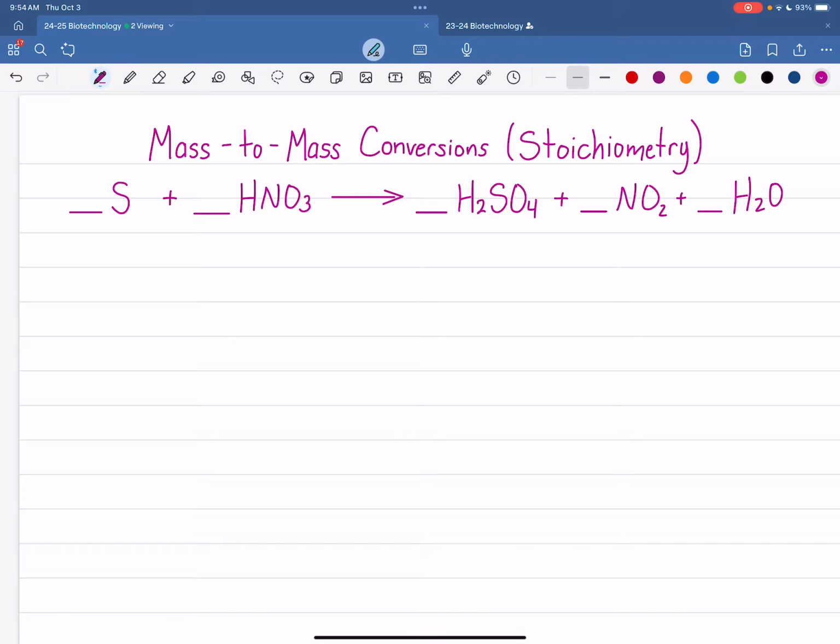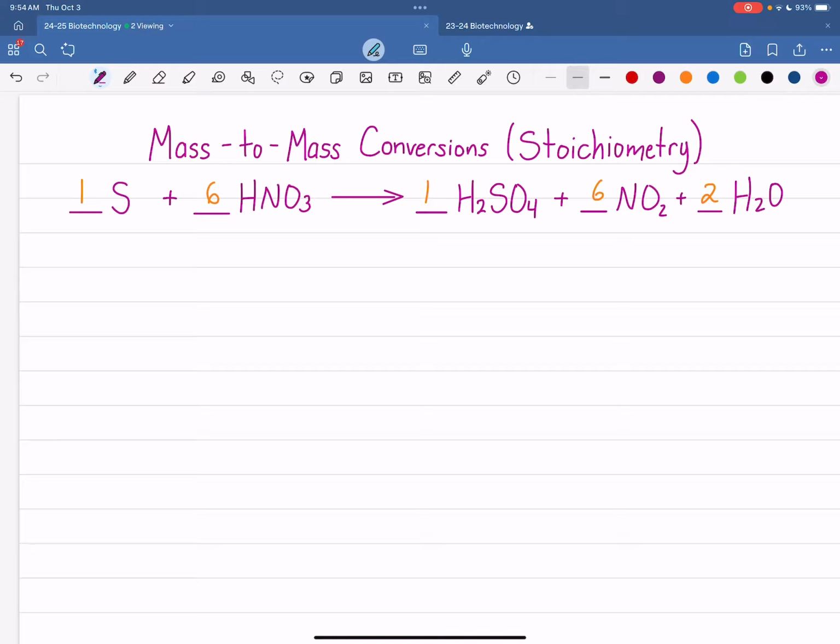In this reaction, I've got sulfur reacting with nitric acid, and we're producing sulfuric acid, a nitrogen dioxide gas, and water. I'm going to go through this and balance this really quickly, and that's the very first step. Before we can actually do any kind of mass-to-mass conversion, we first have to have a balanced chemical reaction, and now that we have one, we can actually get into how you would solve a mass-to-mass conversion.